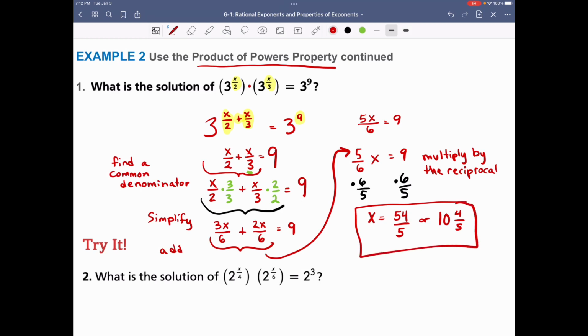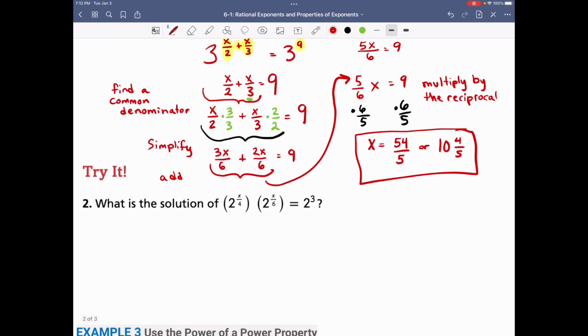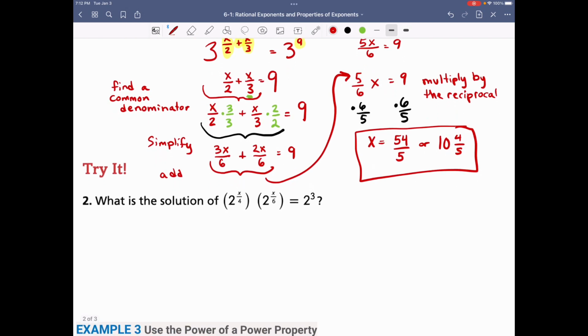Okay, don't let the fractions scare you too much. And we're going to try it in our groups right now, and then we'll go over it. And for those of you at home, you can pause the video, try it, and I'll put the solution here, but in class we will do it together and fast forward this part.